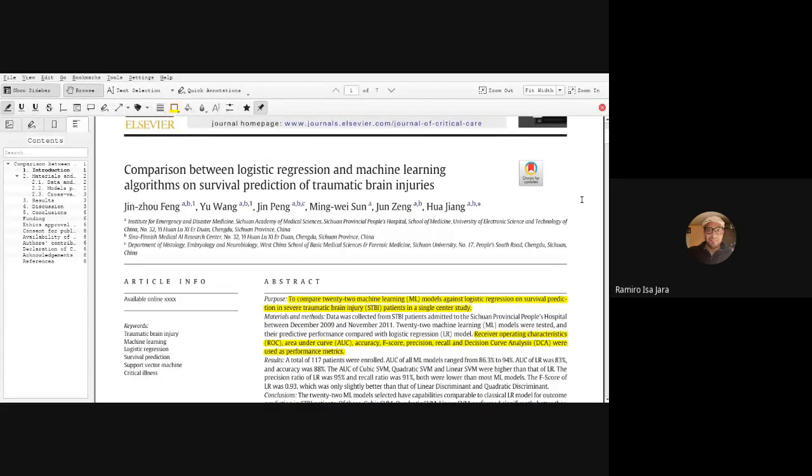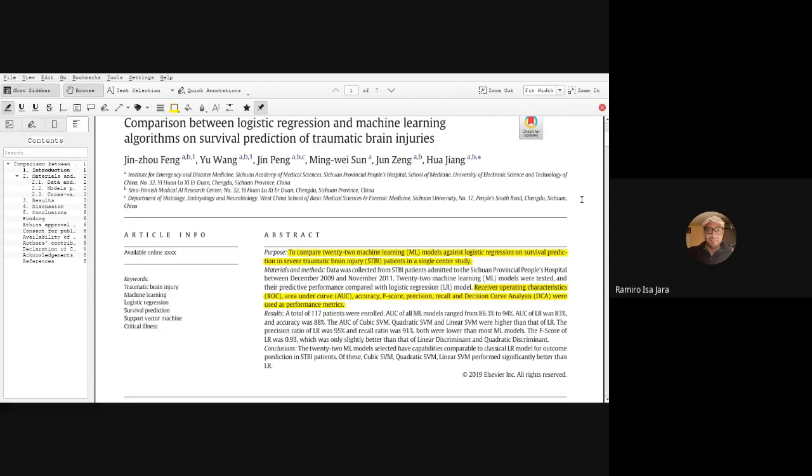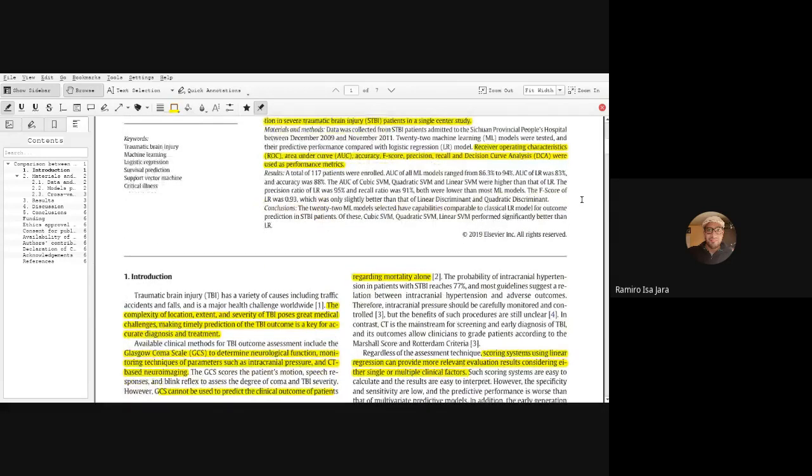I present this research. The author presents a novel application of machine learning algorithms in order to compare with logistic regression. The paper title is Comparison Between Logistic Regression and Machine Learning Algorithms on Survival Prediction of Traumatic Brain Injuries. So in this paper, the application of algorithms is in clinical injuries. The authors present the comparison of 21 machine learning algorithms in order to predict the survival of patients when they suffer a traumatic injury.